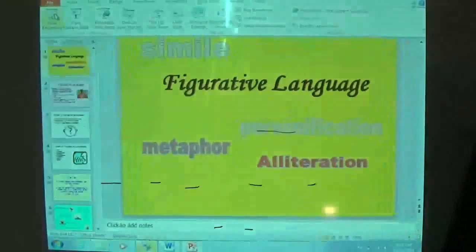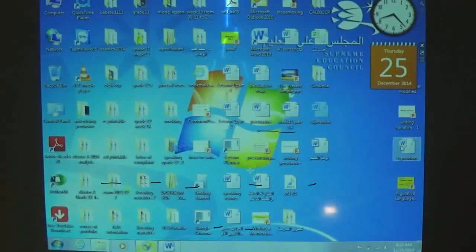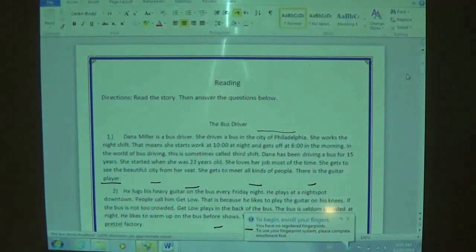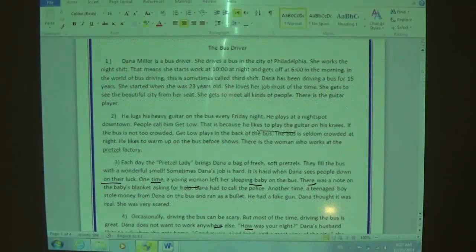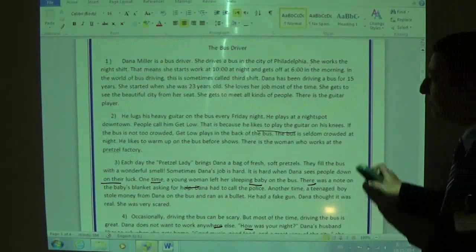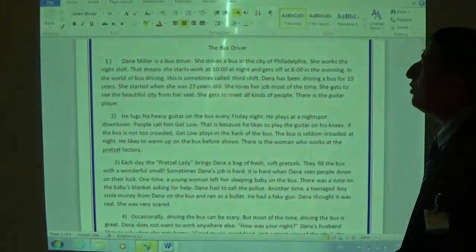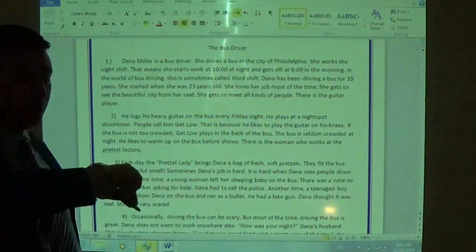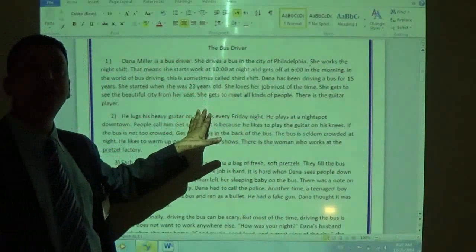Let's go to another thing about narrative. Here we are going to take an example about narrative reading. Okay, I'm going to give you a little bit of time to read this passage about the bus driver, and then we are going to discuss the questions about it. I'm going to give you two or three minutes. Try to read this passage about the bus driver. It's called narrative, okay?